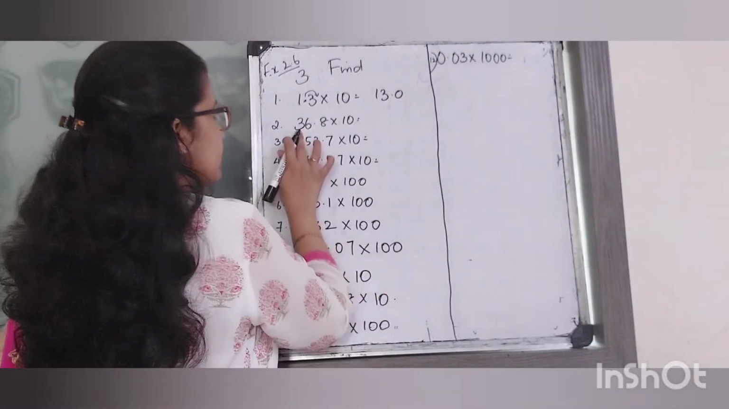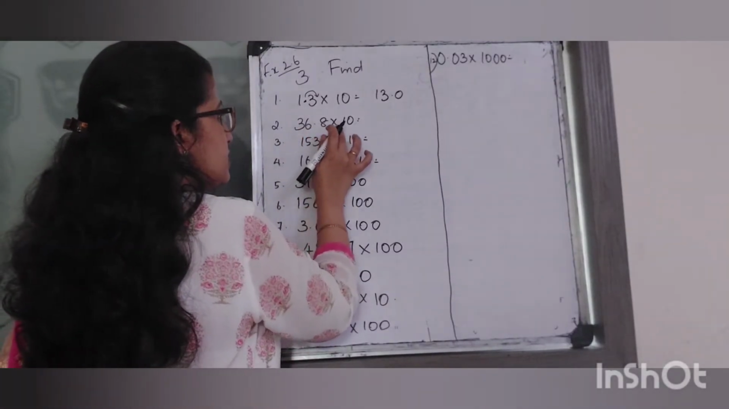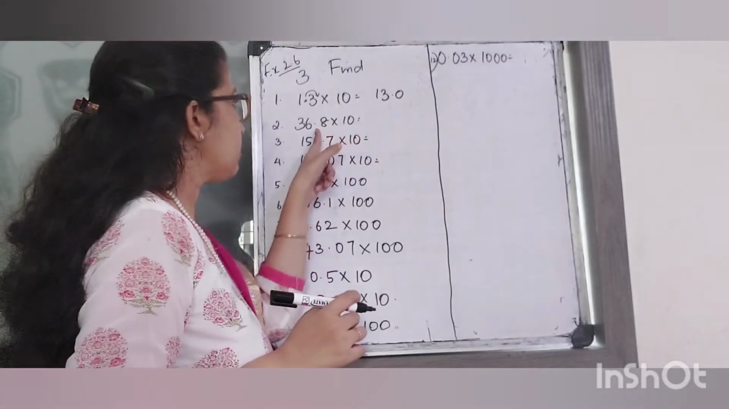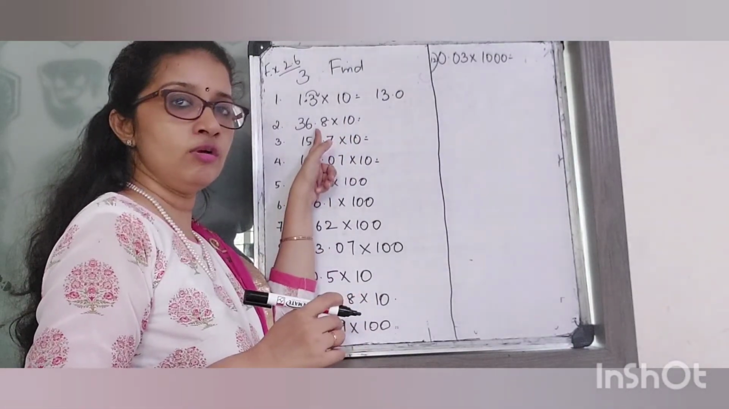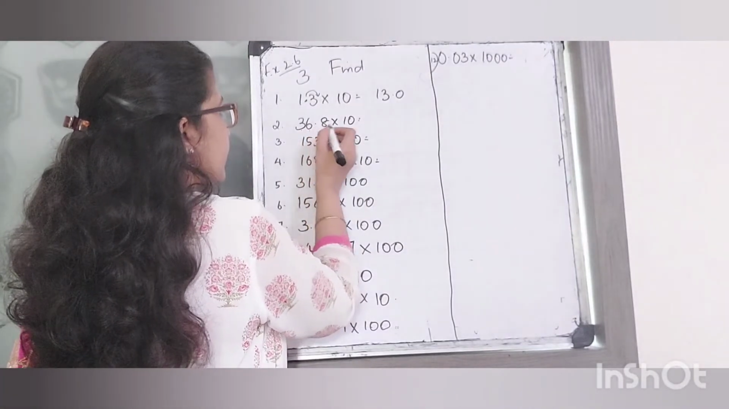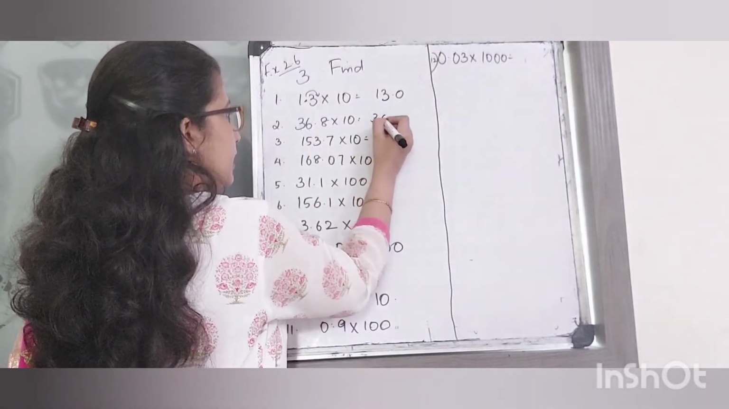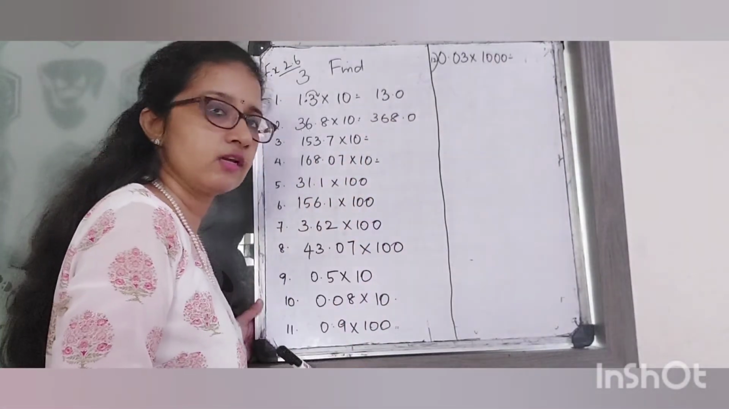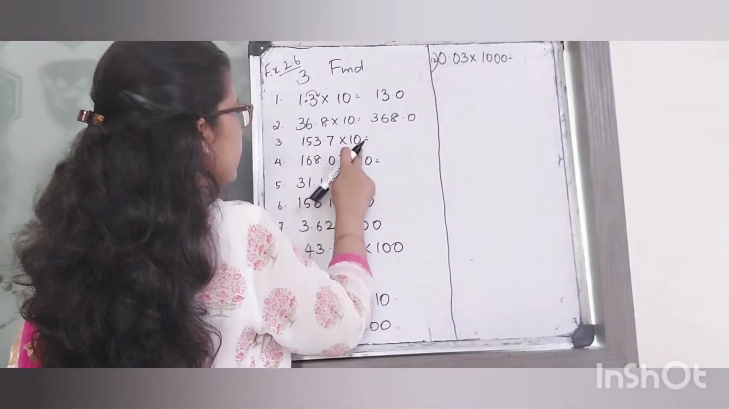Correct? Now let's take the next problem. 36.8 into 10. Again it is multiplication by 10. So the decimal point should be shifted one place to the right. So the answer will be 36.8 will become 368.0 or 368.